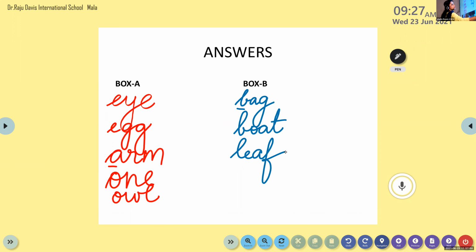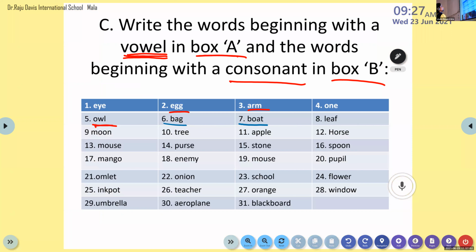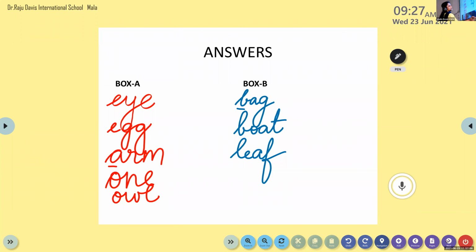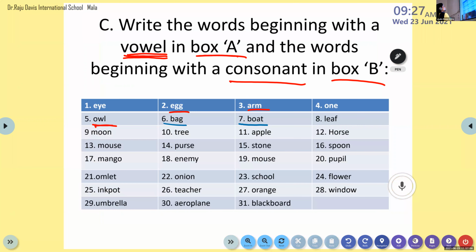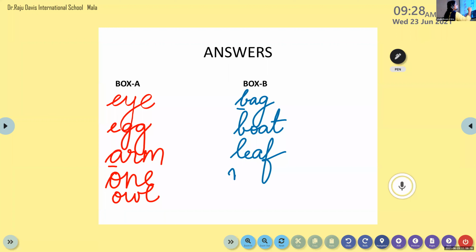Yes. Now let's move on to the next word. So we have finished with leaf. I hope all have completed up to word 8. Now let's move on to the 9th word. Arav Arun. Come on, Arav. Moon. Yes, consonant. Very good. So moon, we have to write in box B as M is a consonant. Very good, Arav.